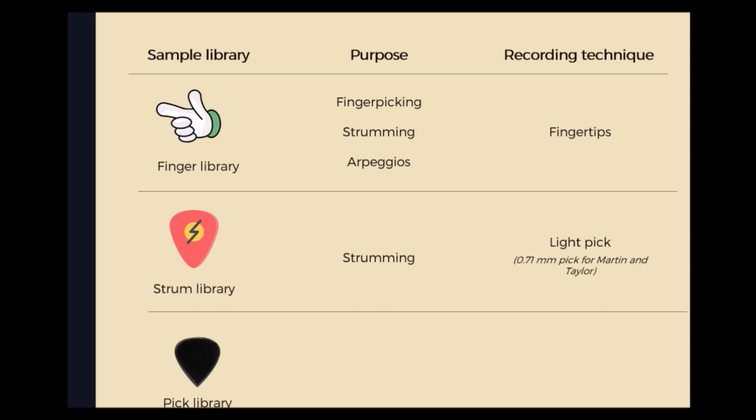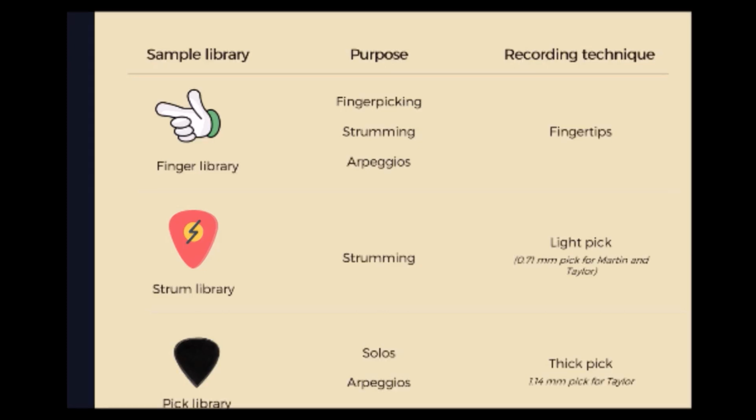Up next, we have a pick library. That collection of samples is better used for solos and arpeggios. It is also recorded with a pick, but this time the pick is a bit thicker. So let's compare. Let's try to play the sound we wrote in MIDI a few minutes ago, which was, by the way, recorded with the pick library. But this time we'll try it out with the strum library.